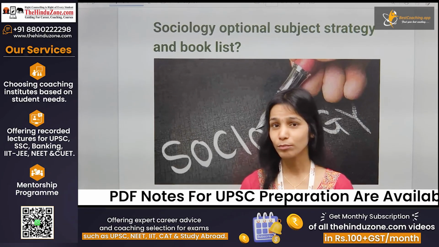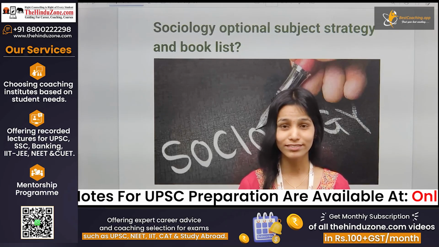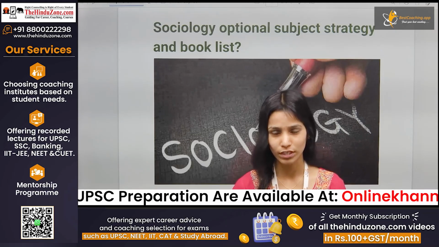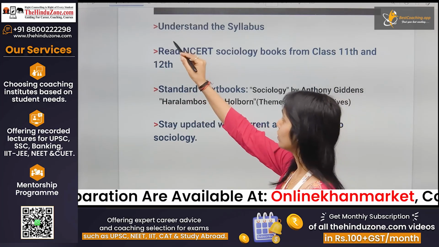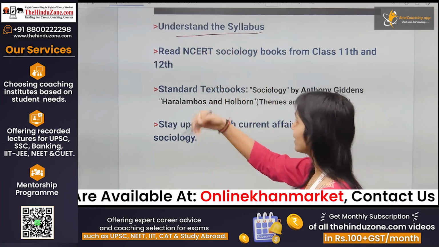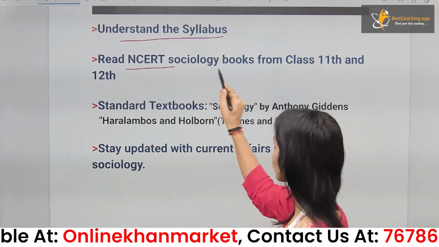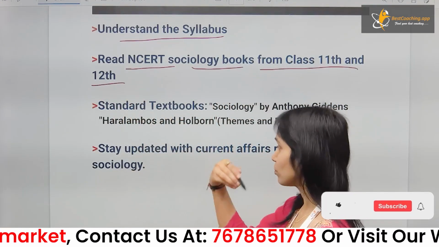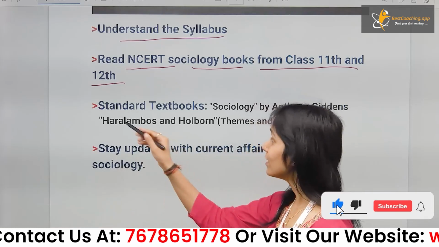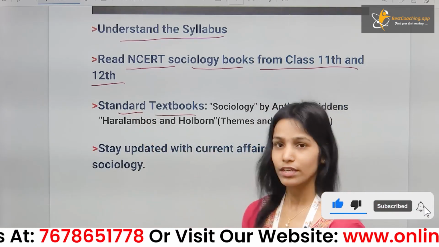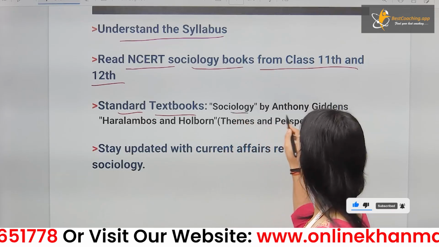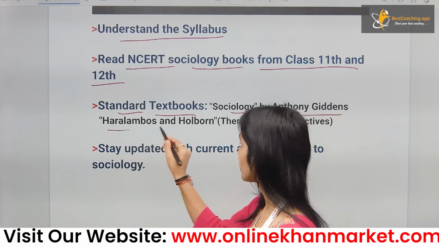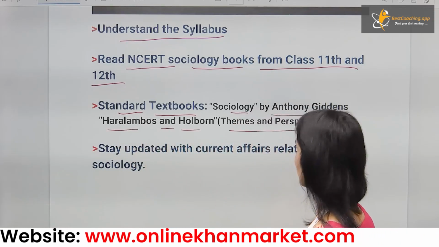and book lists for sociology optional paper. Okay, so here are some points, but firstly you can understand the syllabus of sociology optional. Okay, firstly, understand the syllabus. Okay, and next is follow NCERT sociology books from class 11th and 12th. Okay, and you can also follow standard textbooks. Okay, like Sociology by Anthony Giddens, Haralambos and Holborn, Themes and Perspectives textbook.